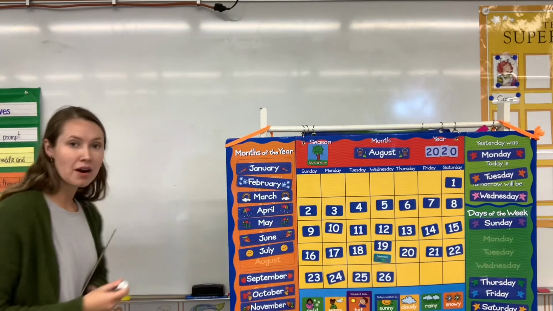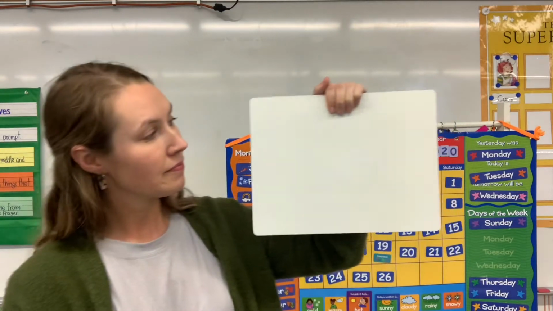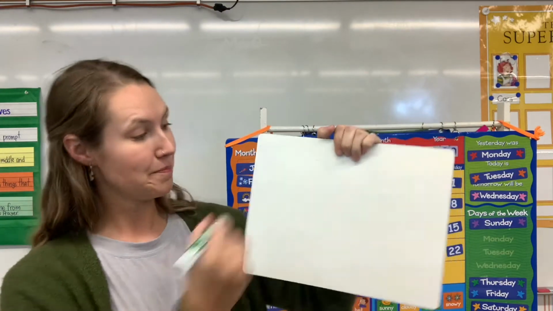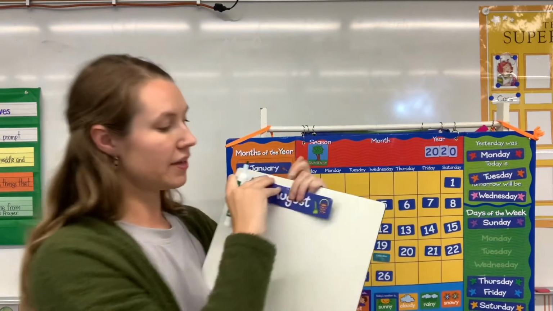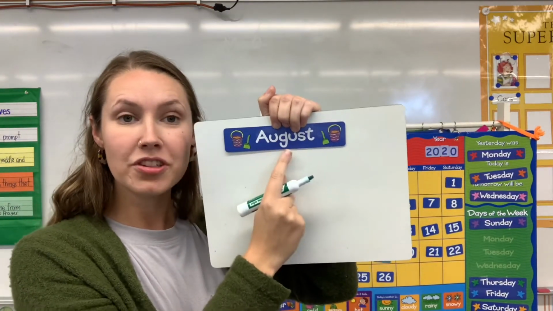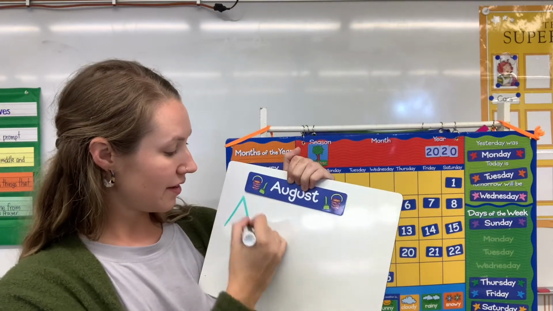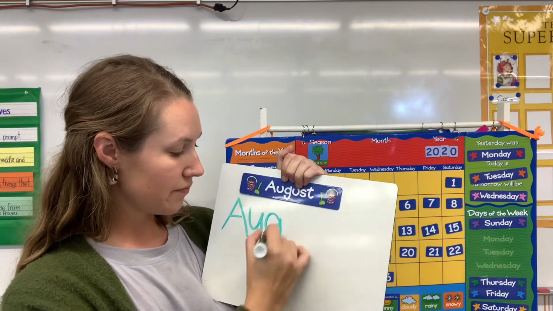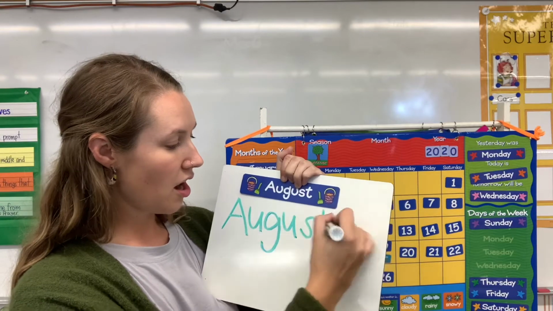I'm going to get my marker out and we'll talk about the 2 ways we could write this date today. So the first way is by starting to write the month name. So let's look at our model here to help us. August is spelled A-U-G-U-S-T. So I'm going to write it like that. A-U-G-U-S-T. August.